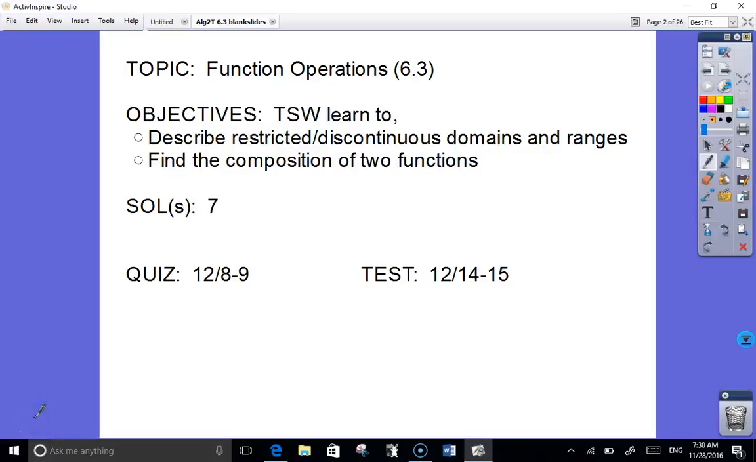Okay, function operations. By function operations, what we mean for the most part is add, subtract, multiply, divide. How do you add and subtract and multiply and divide functions?